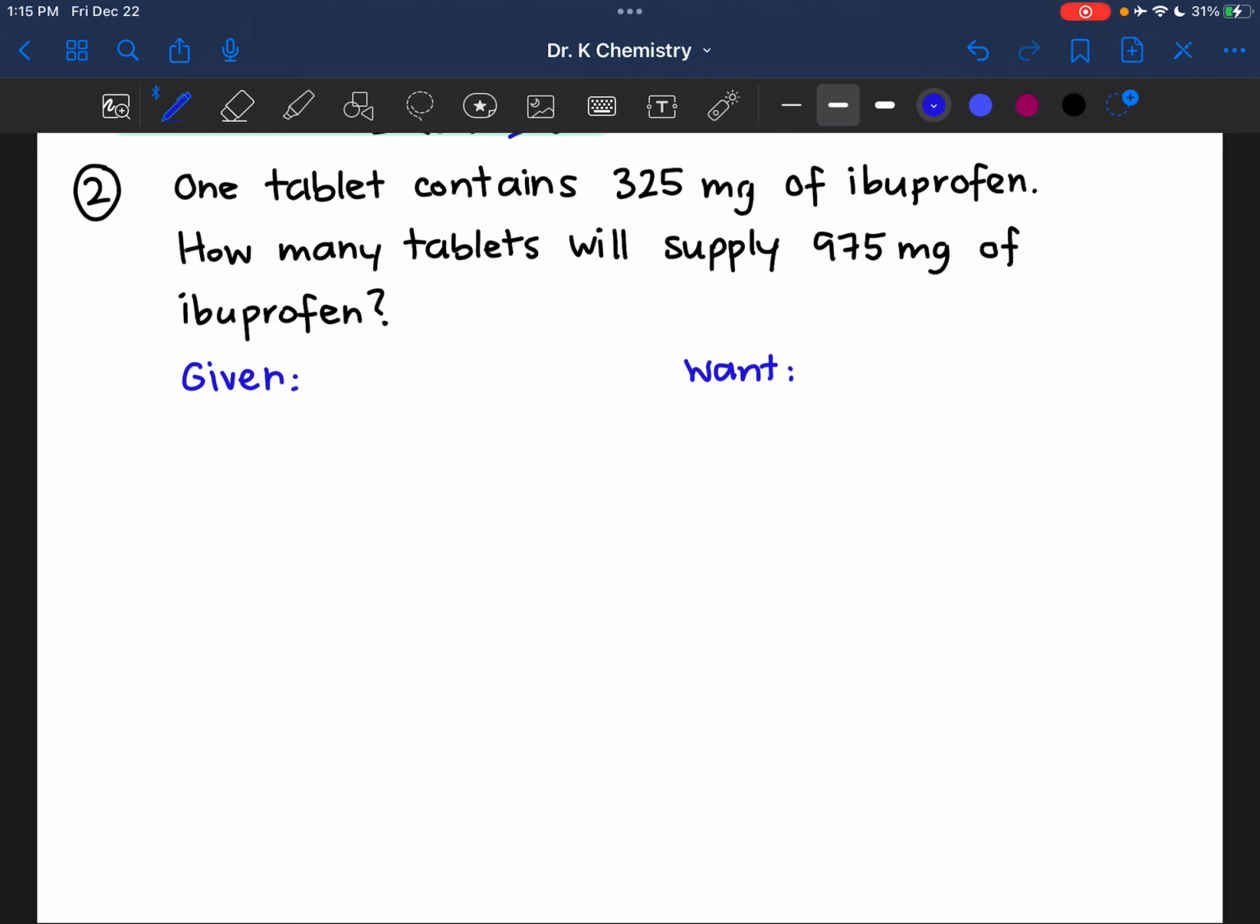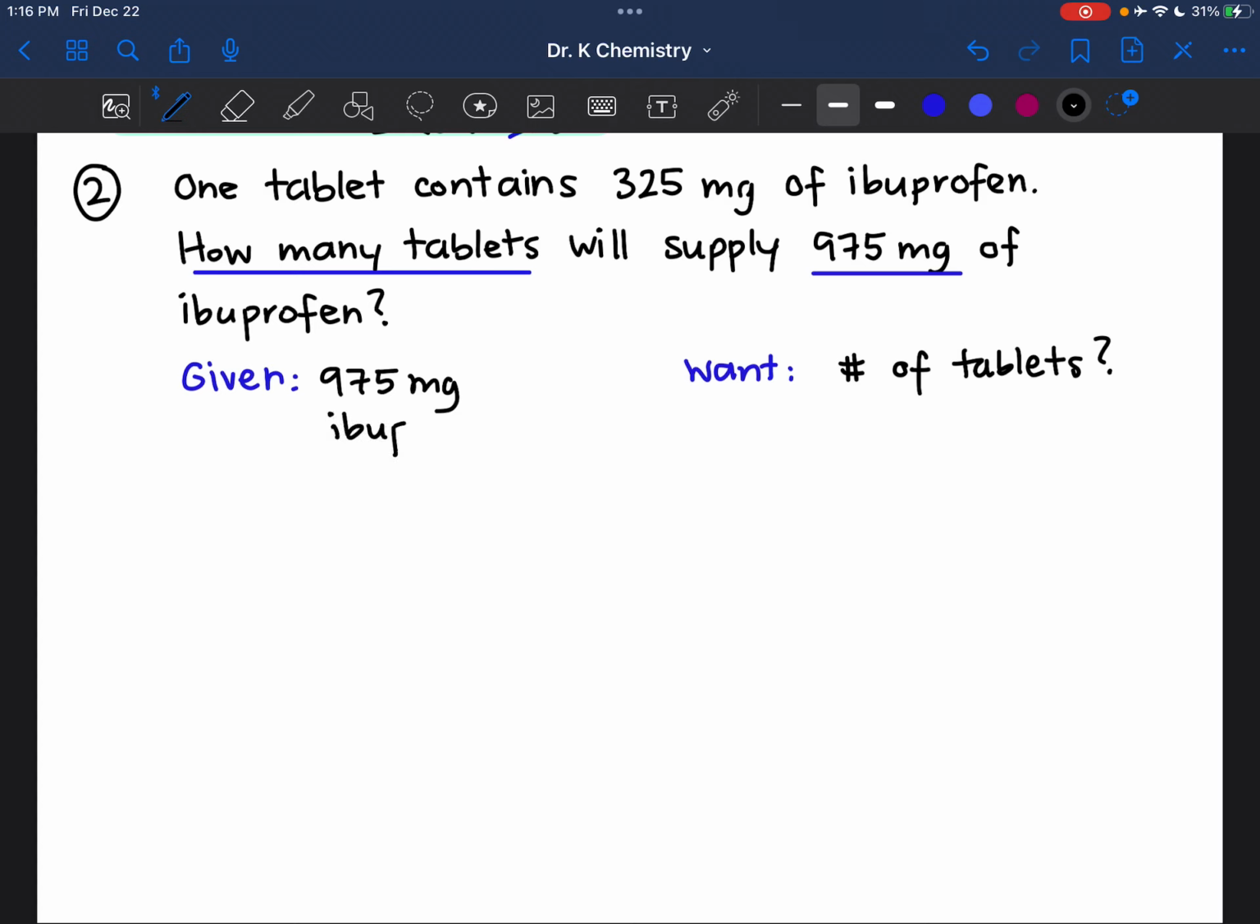So here we are given, and given will always be the number that's off by itself. It's not a part of a conversion. So we're given that we need a dosage of 975 milligrams. So that is the dosage that we are trying to supply to a patient that is taking this medication. And what we're trying to find is how many tablets we need to give this person in order to supply 975 milligrams.